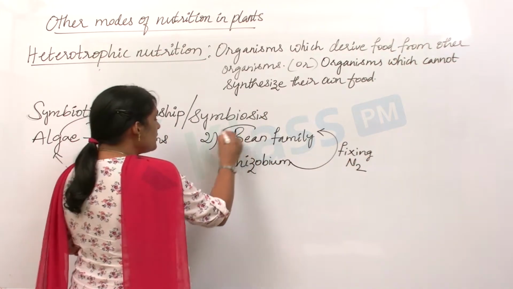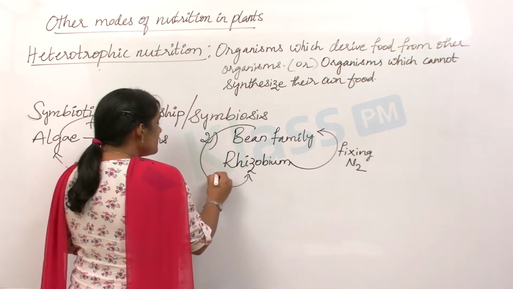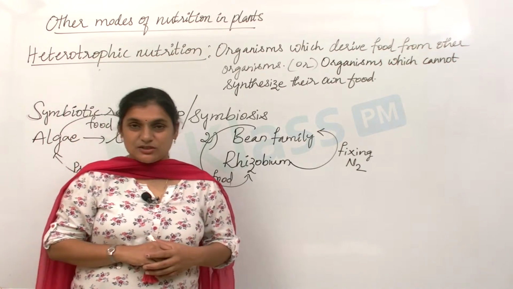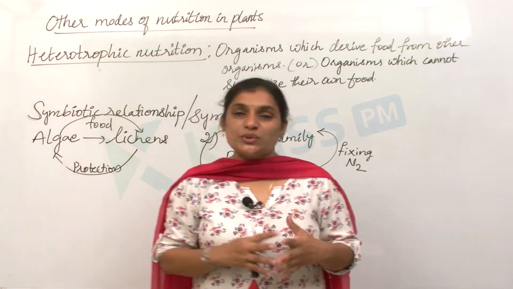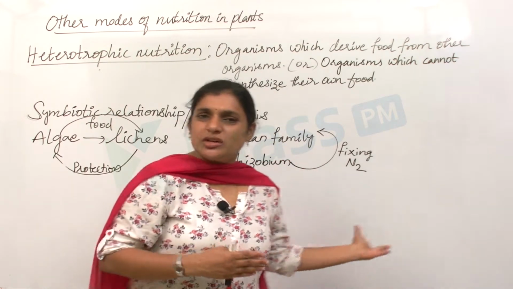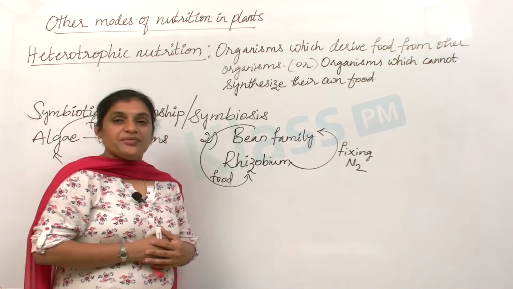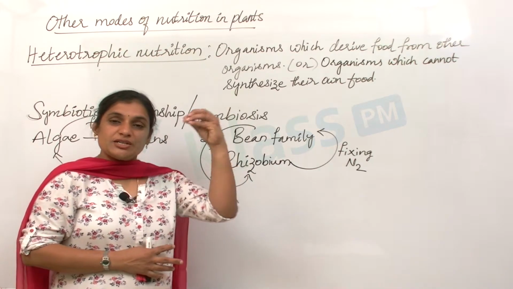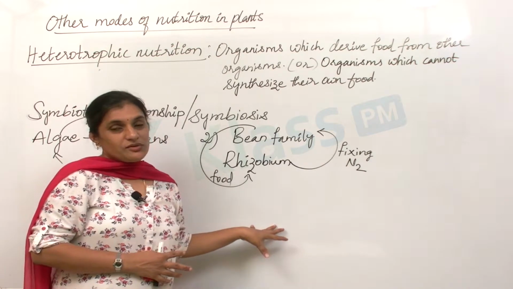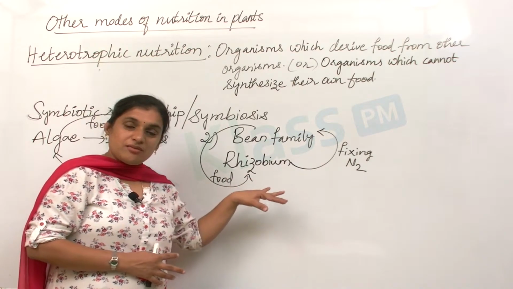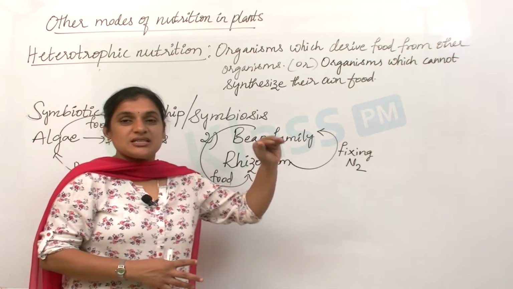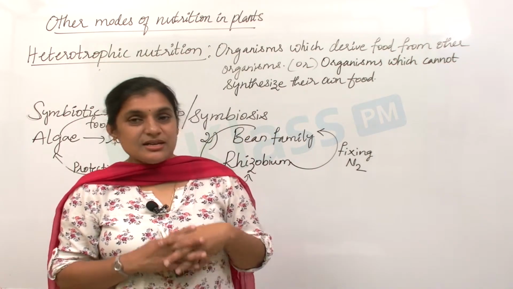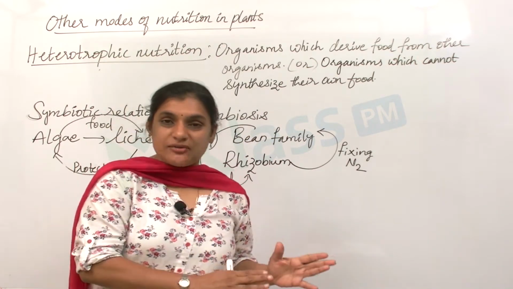And now what is the bean family doing to Rhizobium? It is providing the food, that is the nutrients which are required for the growth of the Rhizobium bacteria. That means they are mutually helping each other, due to which both organisms benefit. So Rhizobium will fix the gaseous nitrogen into the root nodules of the bean family, and the bean plants synthesize the food and share the nutrients with the bacteria so that the bacteria can survive. That means both are in a safe zone, right?